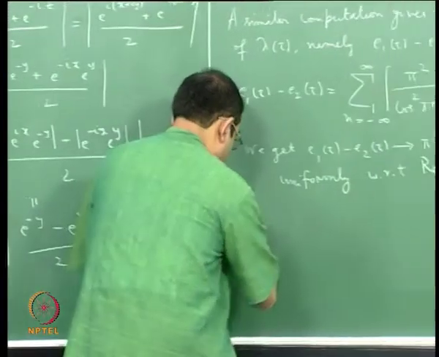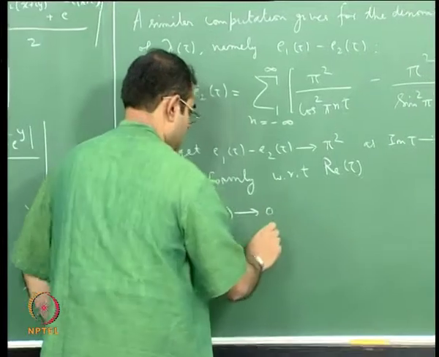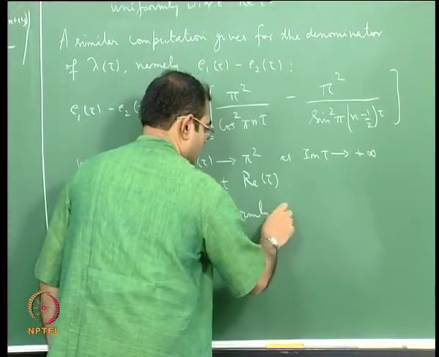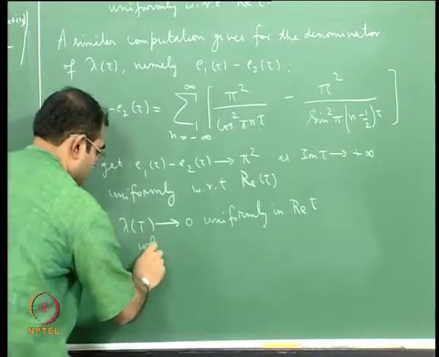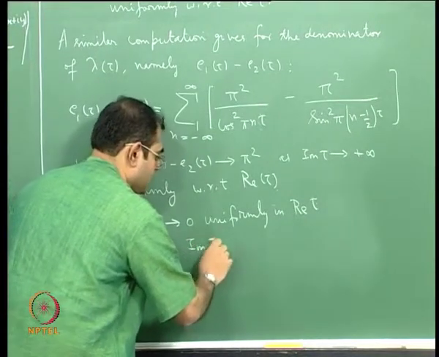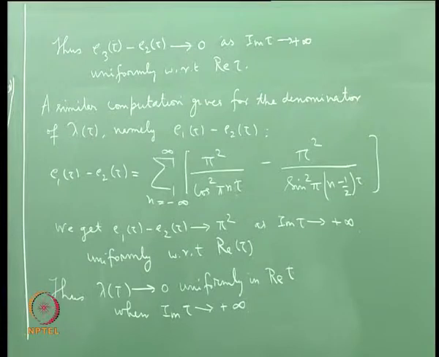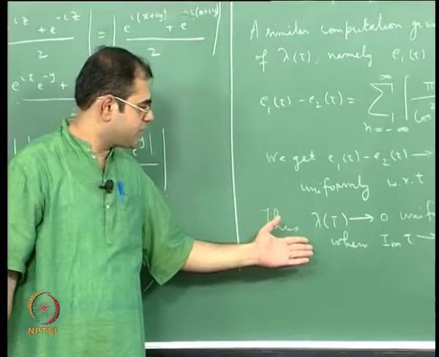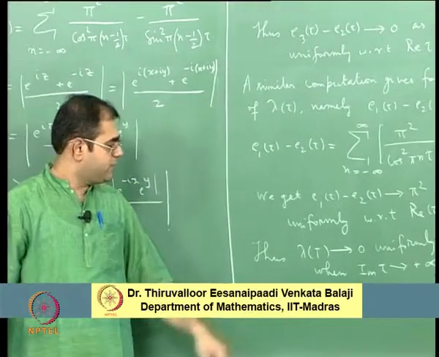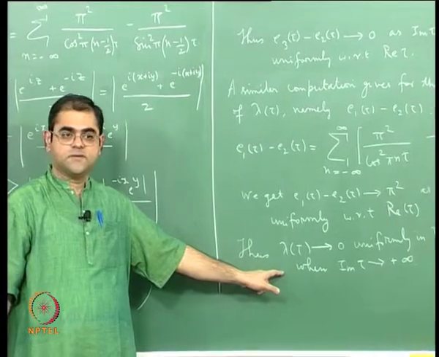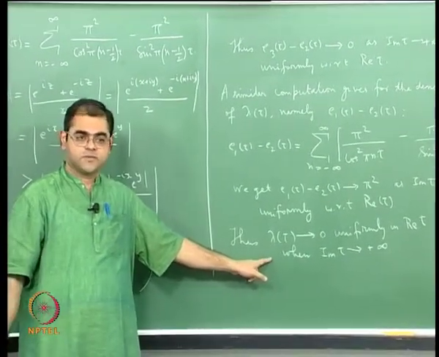Thus lambda of tau tends to 0 uniformly in the real part of tau when the imaginary part of tau goes to plus infinity. So that tells you that at infinity you can extend lambda to the point at infinity by defining it to be 0, and that will extend it continuously. Okay, so that is part of the claim. Now we still need to prove further claims, and I will do that in the forthcoming lectures.